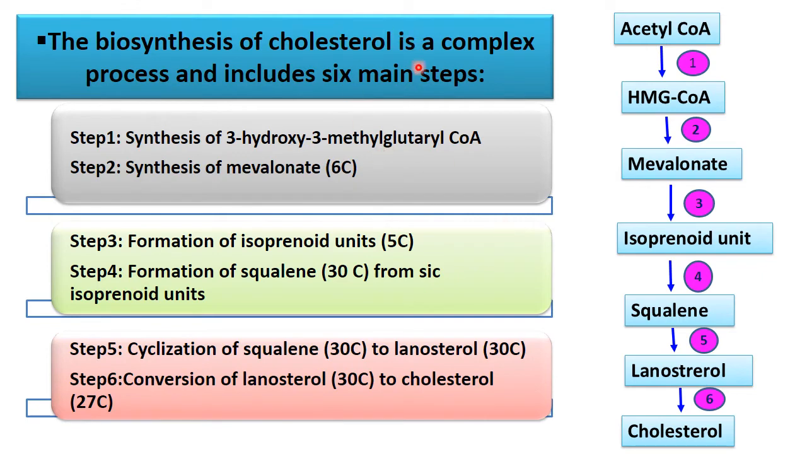Then we come to the biosynthesis of cholesterol. How does biosynthesis take place? It takes place in 6 main steps. First, synthesis of HMG coenzyme A from acetyl coenzyme A. Second, mevalonate is synthesized from HMG coenzyme A. Then the isoprenoid unit is synthesized. Then squalene, a 30 carbon compound, is synthesized. From squalene, cyclization occurs to give lanosterol. And then finally cholesterol is synthesized.